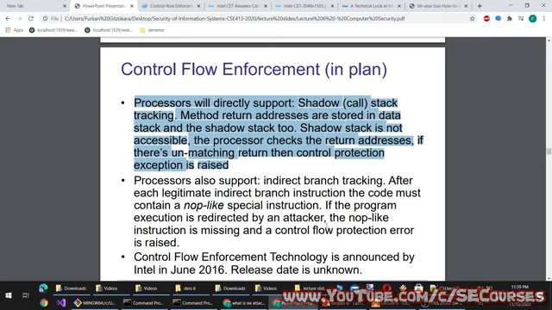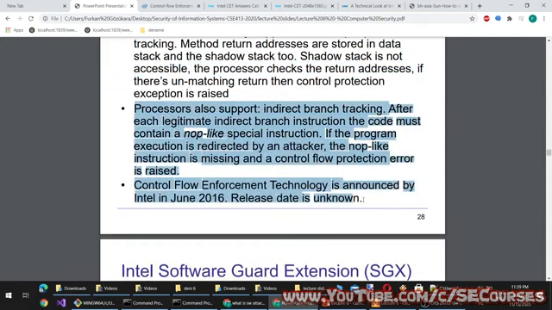Processors will directly support shadow call stack tracking. Method return addresses are stored in the data stack and the shadow stack too. The shadow stack is not accessible. The processor checks the return addresses. If there's an unmatching return, then a control protection exception is raised.